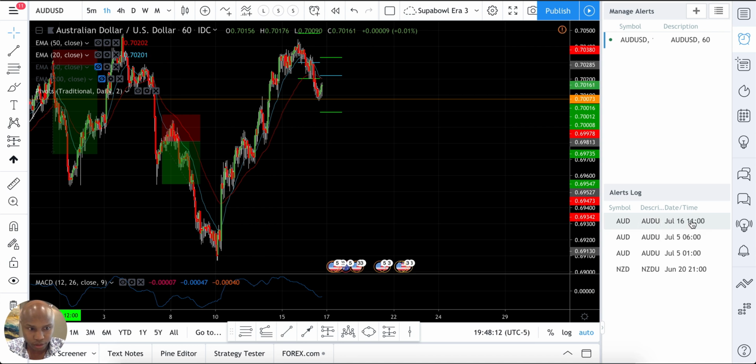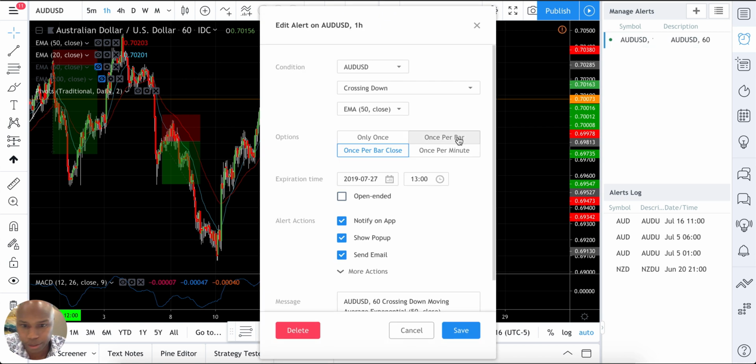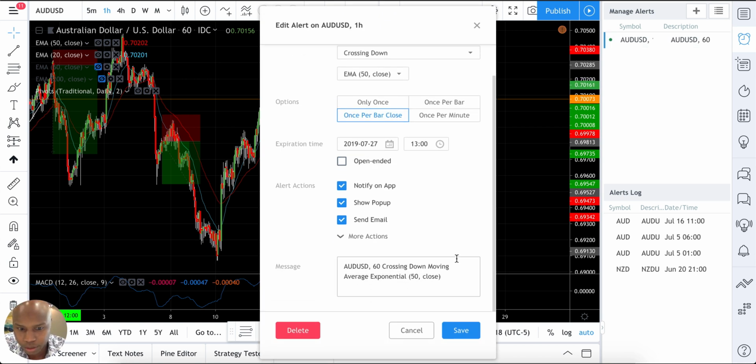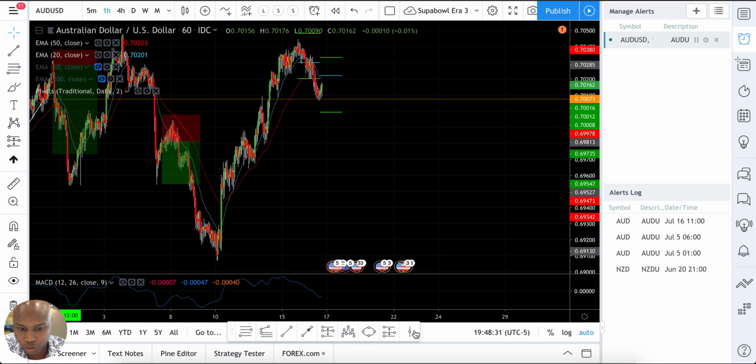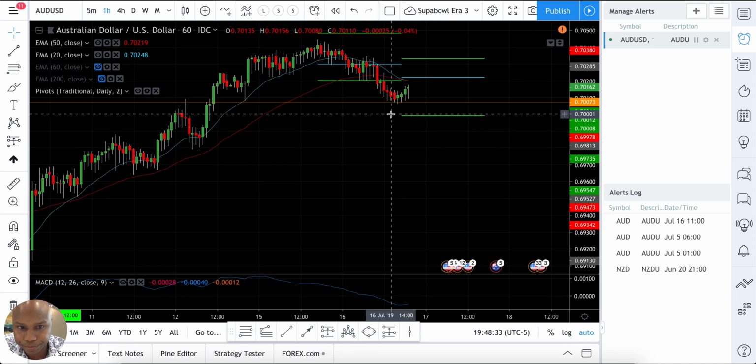I don't know how to look at this. How do I look at it? It's this one right here. Anyways. Crossing down from the moving average off the 50. So I wanted to see it. The bar closed, it crossed down, right? And I just wanted to see that. And so I put an alert.